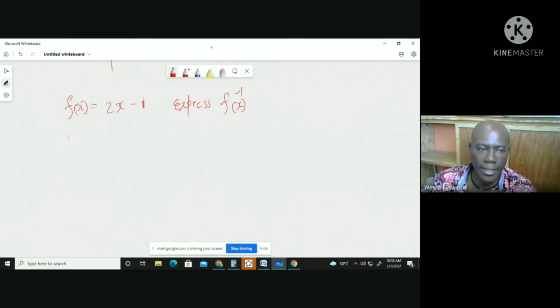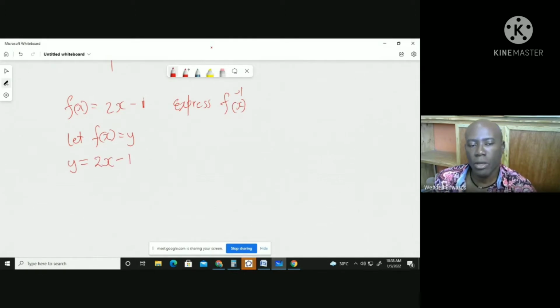Let us write a quick statement for clarity. Let f of x equal to y. I'm going to rewrite this as y equal 2x minus 1. So what we're saying is a two-step process. We can now switch x and y. For example, we have x equal 2y minus 1. So this is where we had done the switching.